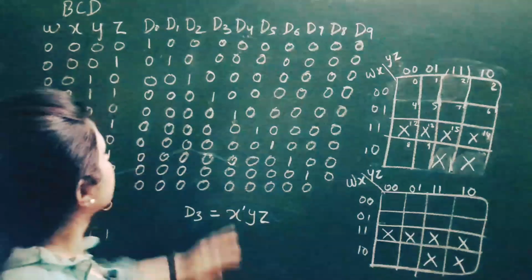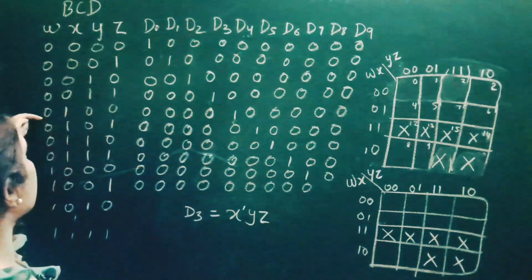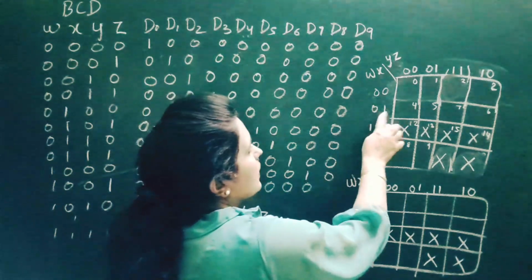Now D4 is 1 when the value of w, x, y, z is 0, 1, 0, 0.